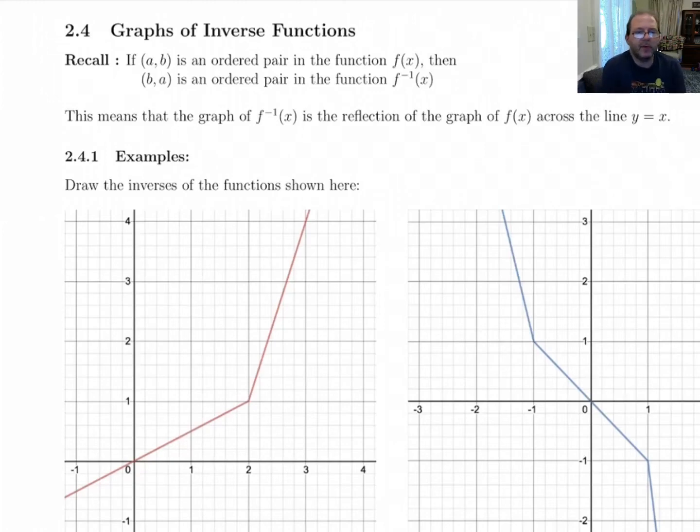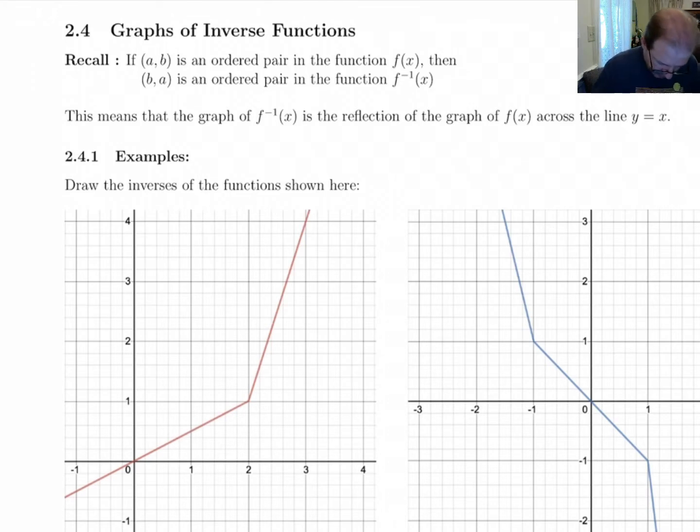Okay, the last topic we need to talk about with inverse functions is about their graphs. And the important thing to remember here is if (a, b) is an ordered pair on the original function, then (b, a) is an ordered pair in its inverse. So we can use that to draw some graphs here. I've got two graphs here, and then I want to play with some on Desmos.